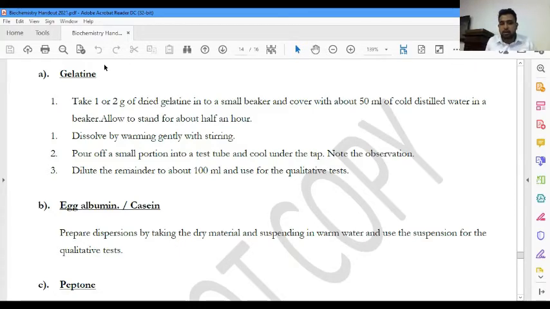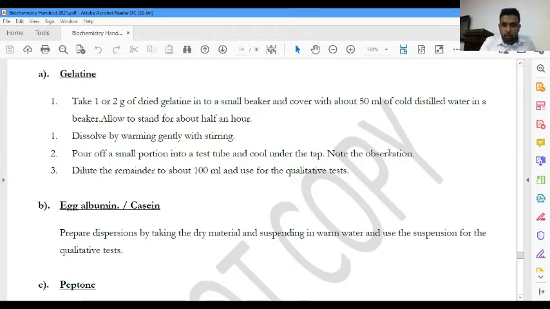No. Gelatin and peptone are synthetic proteins. It means those proteins need to be produced. And when compared to egg albumin and casein, they are natural proteins. So that's the difference. Simply, gelatin and peptone are synthetic proteins, while egg albumin and casein are natural proteins. Okay. So in this experiment, first of all, we need to prepare the samples for our analysis.